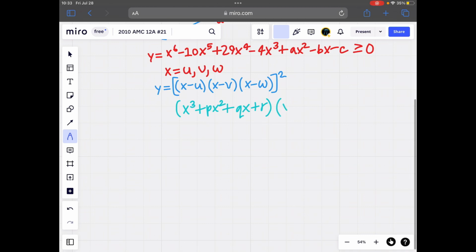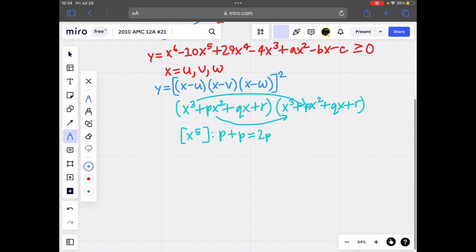So squaring this, we have x cubed plus px squared plus qx plus r, and we have to find p, q, and r. If we square this, the coefficient of x to the 6th will be 1. What will the coefficient of x to the 5th be? The coefficient of x to the 5th is equal to p from this and another p from this. So that's p plus p, which is 2p.